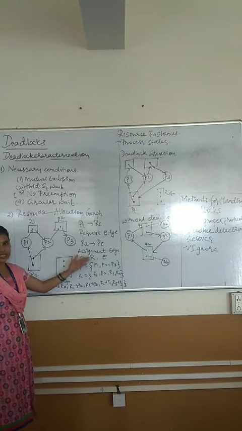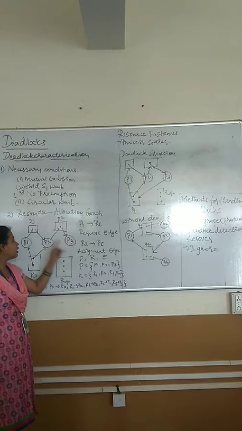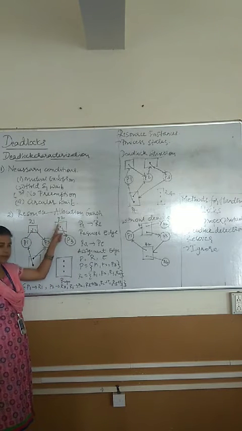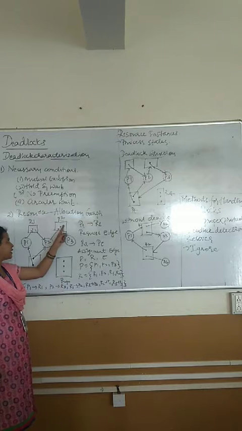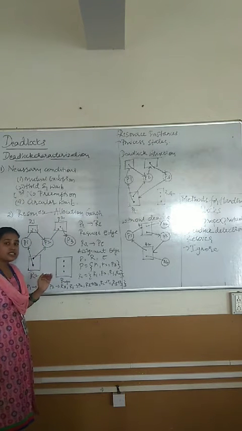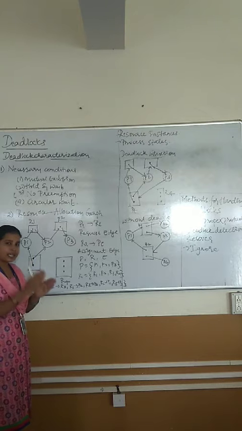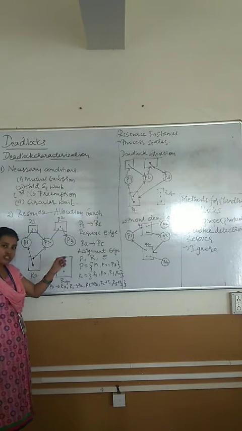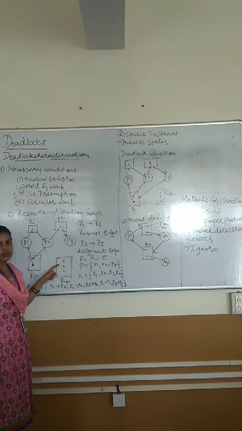Okay, we can say that as process IDs also. Then resources are represented by a rectangular box. Also, the instances of resources, meaning many of the same type, are indicated as dots inside those rectangular boxes.